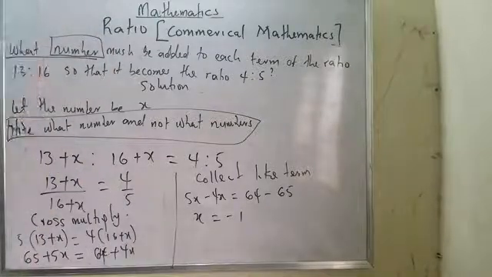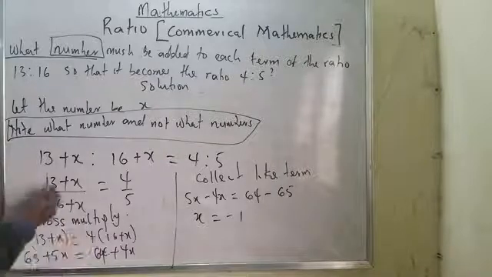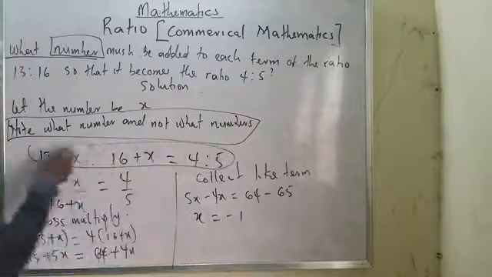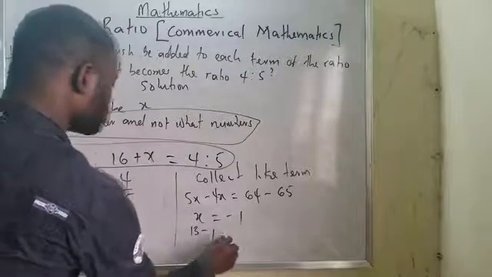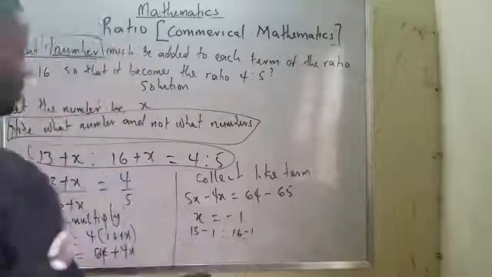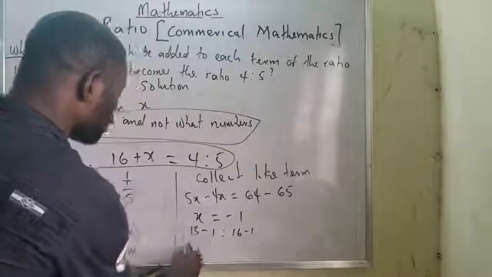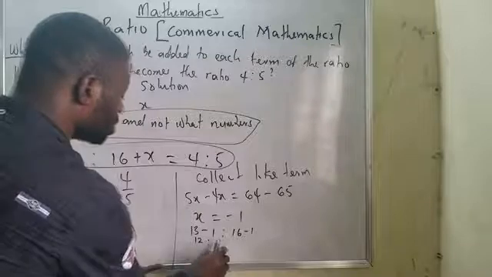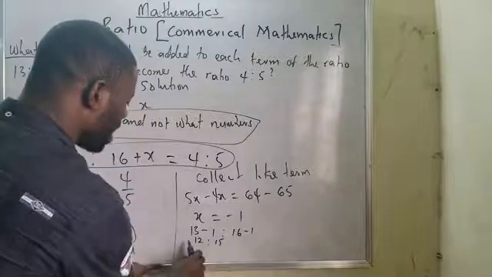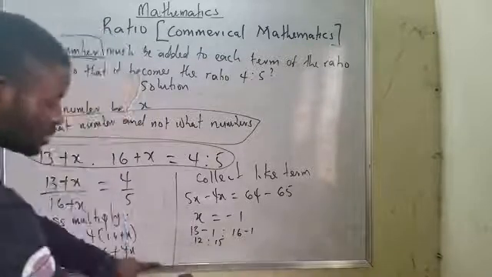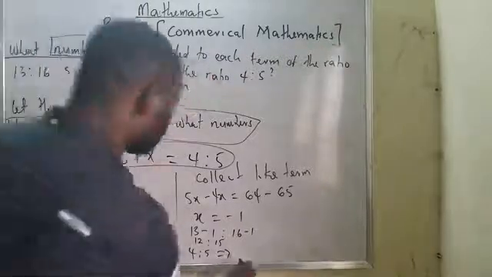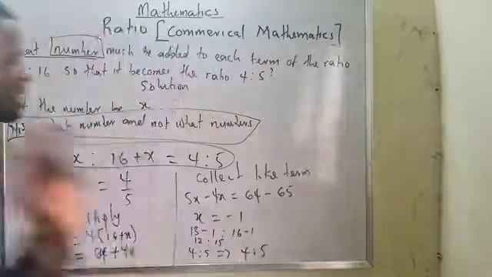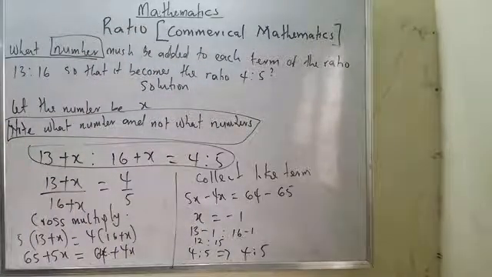It means the number we are talking about is minus 1. It means, back to this interpretation, I can answer that 13 minus 1 to 16 minus 1 will be 12:15, which I can reduce to 4:5, which is the same thing as 4:5. That is all about that.